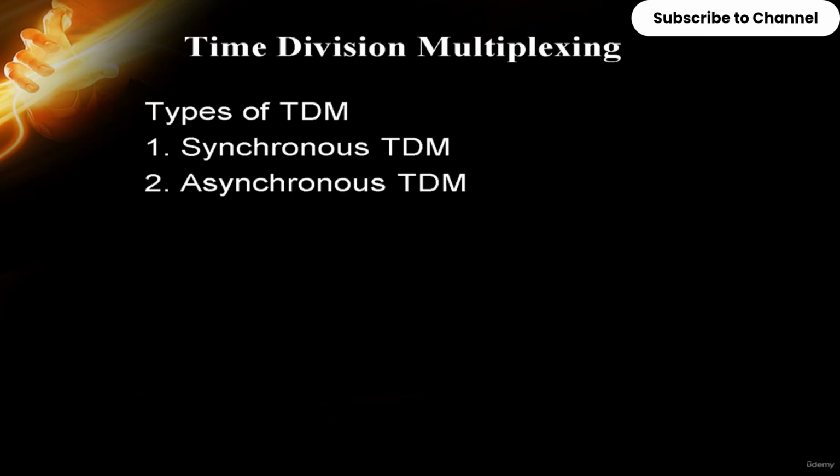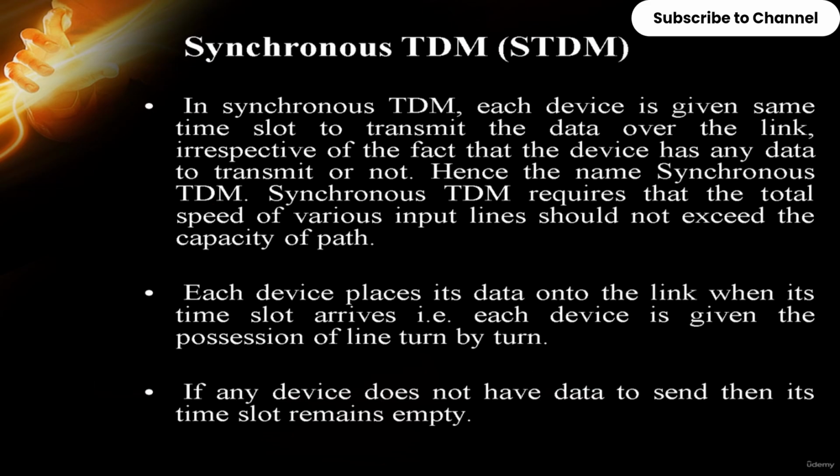There are two types of time division multiplexing: synchronous and asynchronous. In synchronous time division multiplexing, each device is given the same time slot over the channel to send and receive data. The total speed varies with the input lines, and the input lines should not exceed the capacity of the path. So input lines and the capacity of the path should be maintained properly.